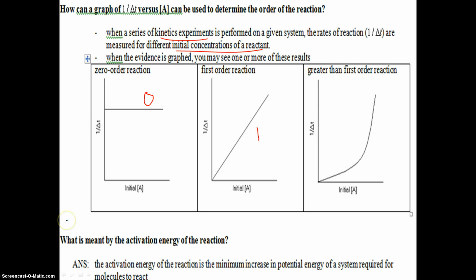Question number 2, what is meant by activation energy of the reaction? Pretty straightforward. Activation energy of the reaction is the minimum increase in potential energy of a system required for molecules to react. So it's really the amount of energy you need for a reaction to occur.